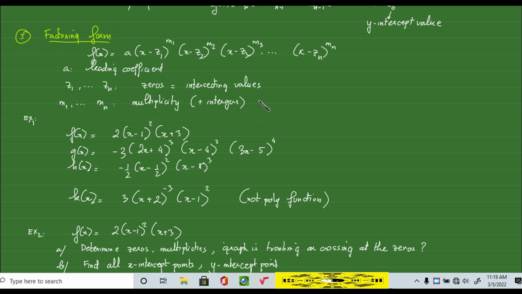So if the multiplicity, which is the m value, is even, then it will be touching. Okay, and if the m value is odd, then it will be crossing. What I mean by crossing is the graph crossing the x-axis. Touching means the graph will be touching the x-axis. Okay, and this is where we're talking about a graph.